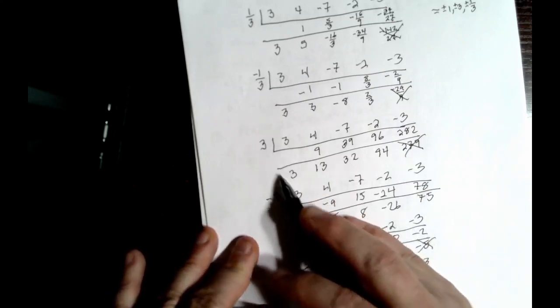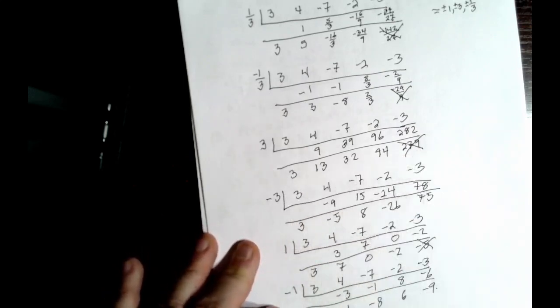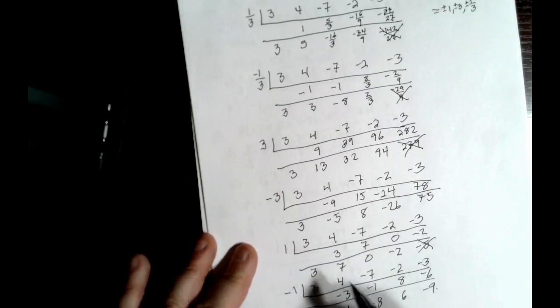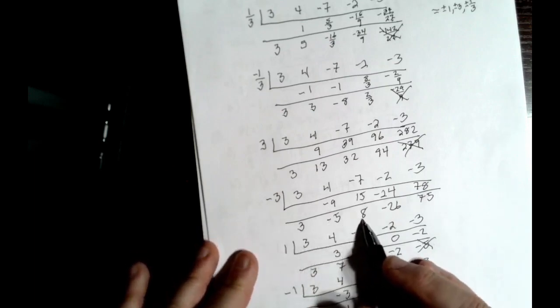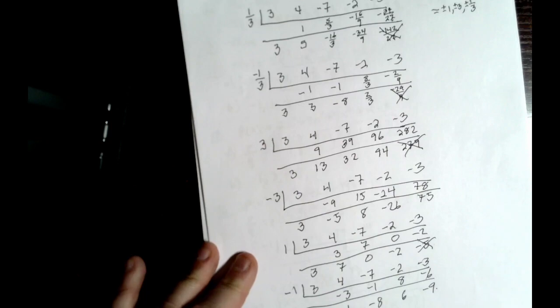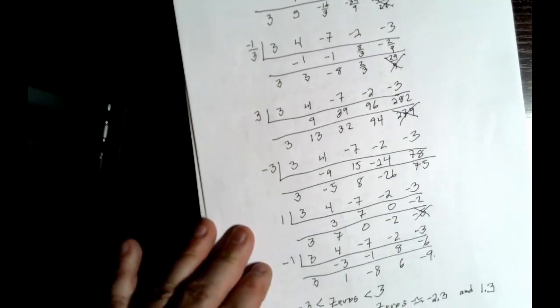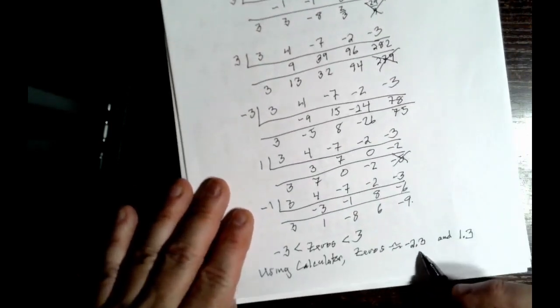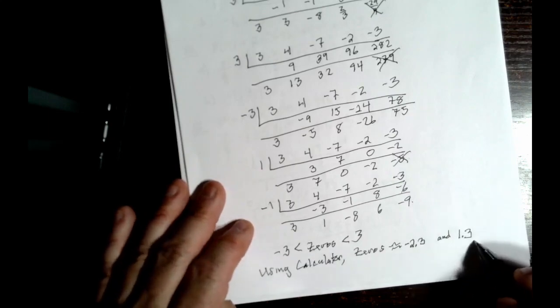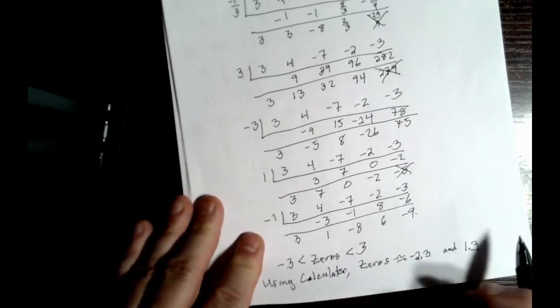So, what do we know about our numbers here? Well, with a positive 3, we have all positives, so that means 3 is an upper bound. With negative 3, they alternate sign, so that's a lower bound. So we know that it's between minus 3 and 3. And using our calculator, we actually find it's negative 2.3 something and positive 1.3 something.